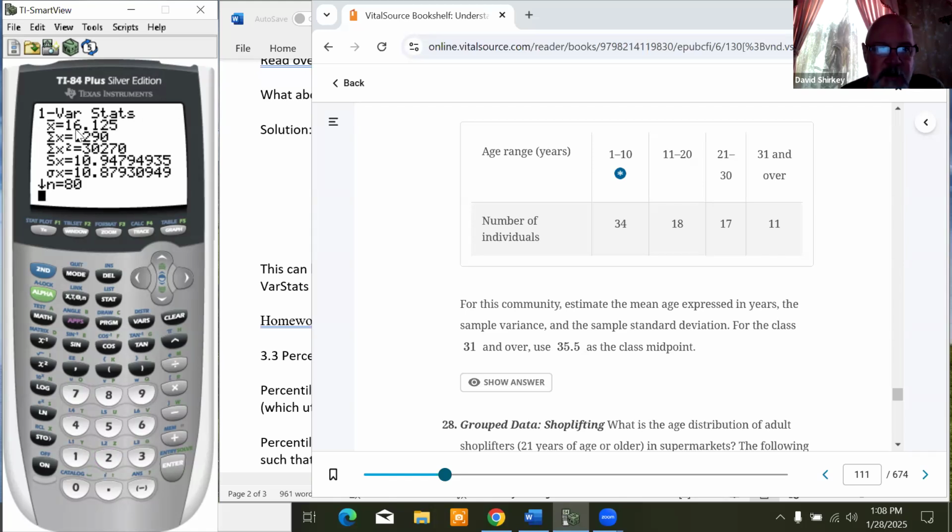The mean for this data is 16.125. Sample standard deviation is, well, here's the whole thing. Let's say it's approximately 10.95. And then for the sample variance, you would square that. 10.95 or however far you carry it out, you would square it.